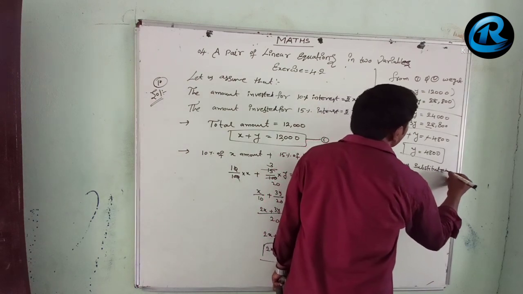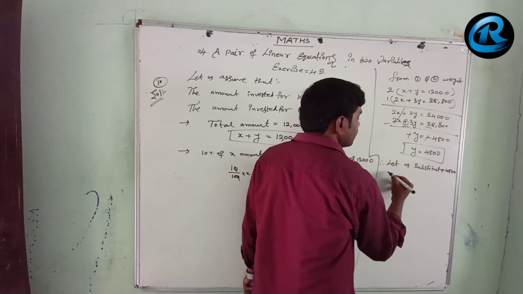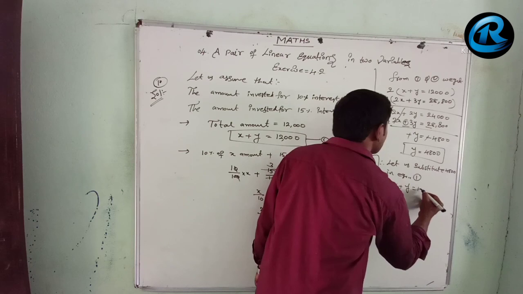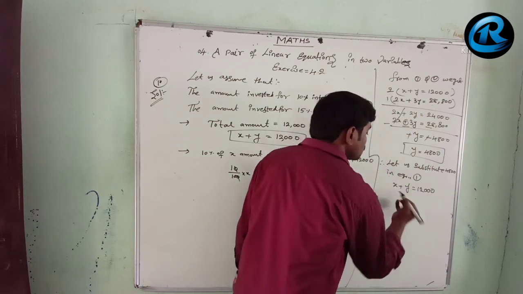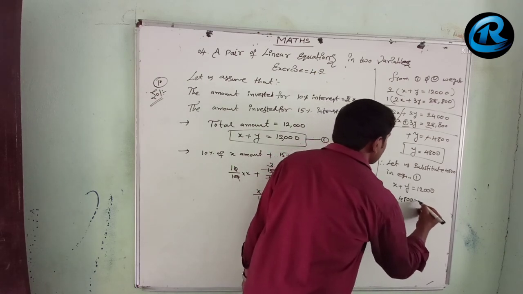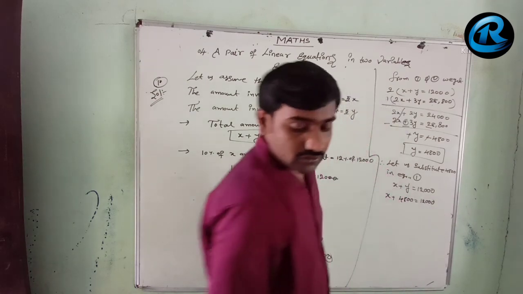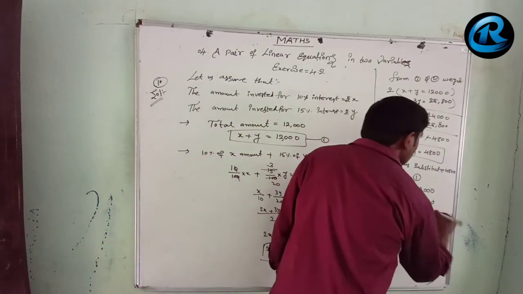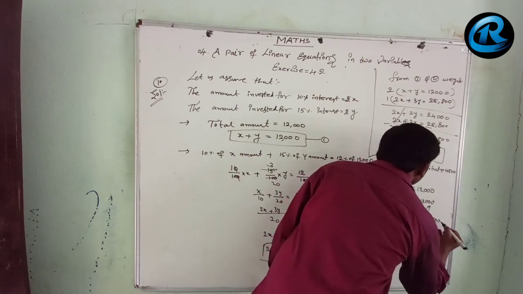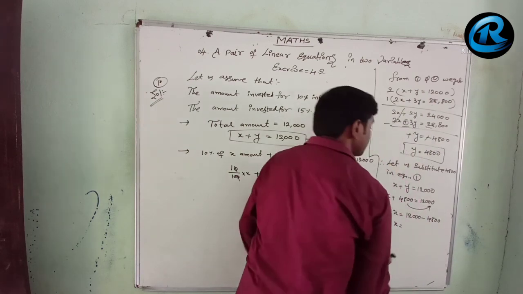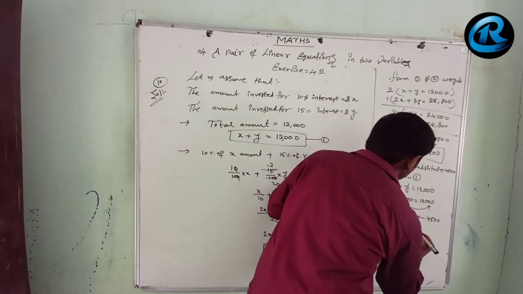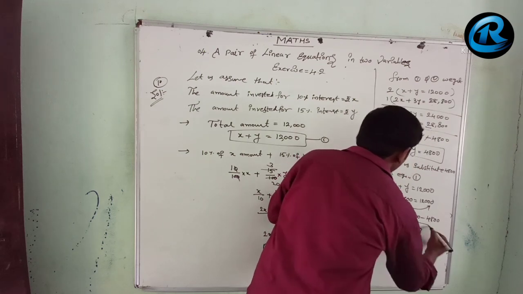Let us substitute 4,800 in equation number 1. What is equation number 1? X plus Y equals 12,000. So X equals 12,000 minus 4,800. Transferring Y to this side, you will get 7,200 rupees.